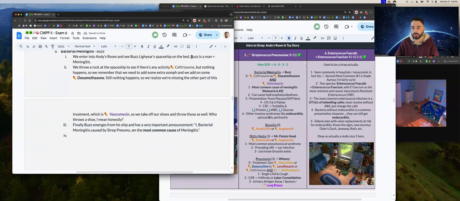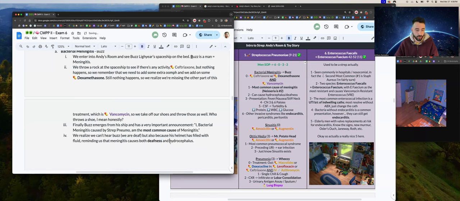Okay. So this causes hydrocephalus and it also causes deafness. So these are two things. So how could we remember this? We realize we can't hear Buzz. We are deaf. But also because his helmet has filled with fluid, reminding us that meningitis causes both deafness and hydrocephalus.